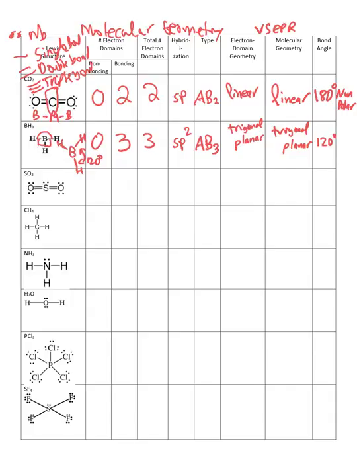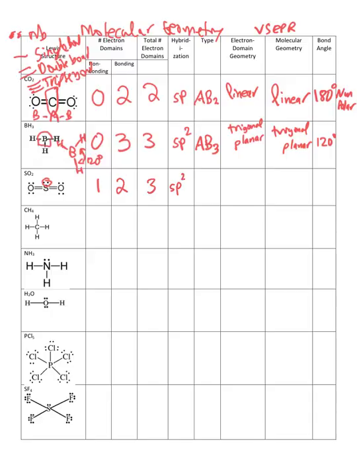The next one is sulfur dioxide. The first thing you do is count the electron domains. We now have a non-bonding pair of electrons for the first time on a central atom in the examples that we're looking at. And we've got 2 double bonds. Each double bond is a single electron domain. So that means, once again, we have 3 electron domains around the central atom.